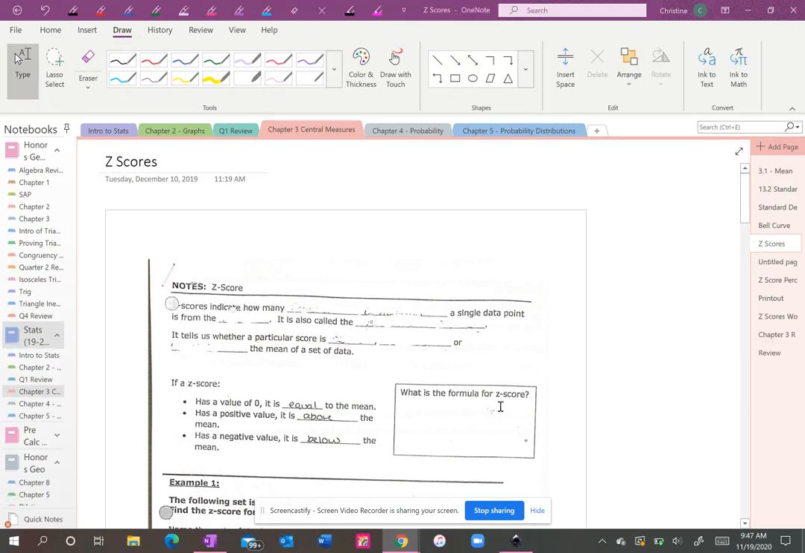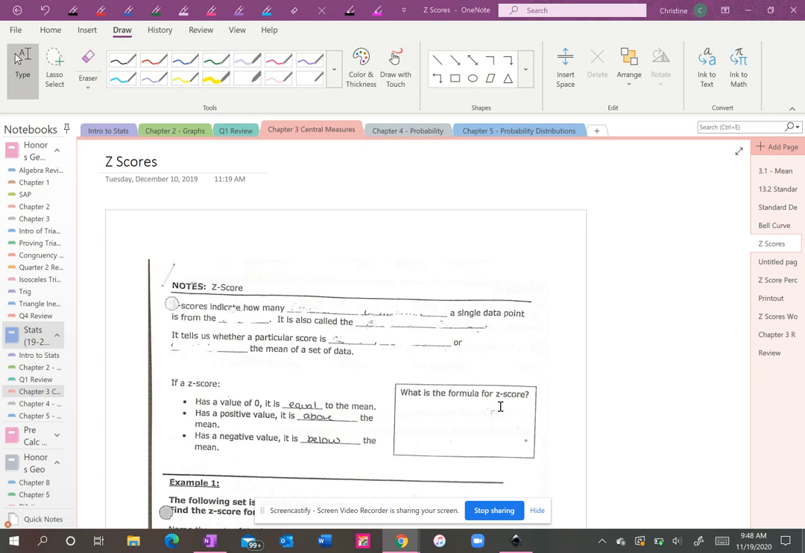This lesson is going to talk about a z-score. A z-score is how many standard deviations something is away from the mean. So far we've only had whole number standard deviations. We've had 1, 2, and 3 standard deviations away, which matched up with that 68, 95, 99 rule.